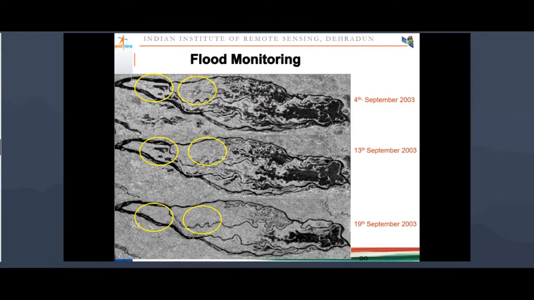This is the flood. On 13th September, flood is there. But what happens on 19th September? No flood. It means this flood is 19 minus 4, less than 15 days. Okay. Now look at this.